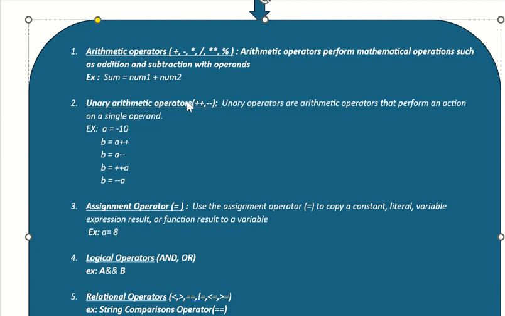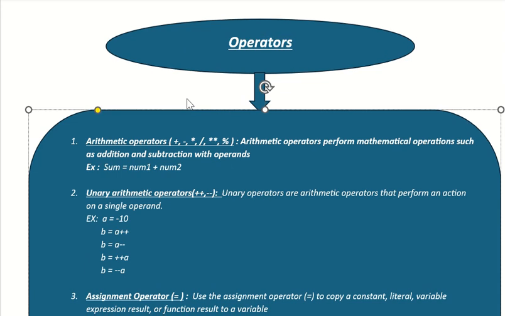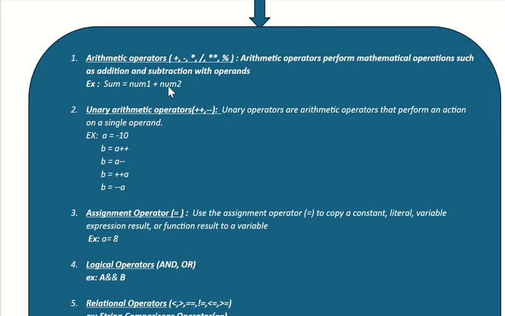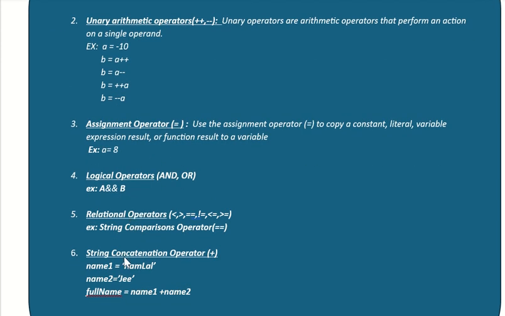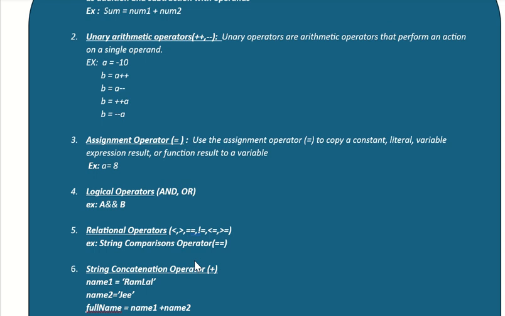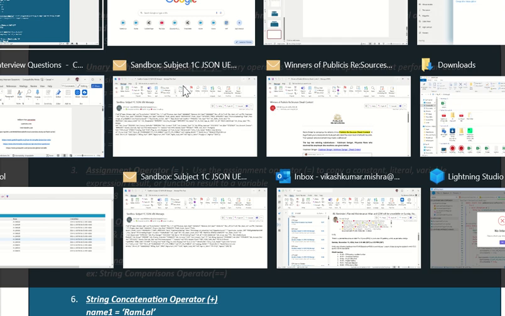In the previous video you discussed operators. How many types of operators? Arithmetic operator, unary operator, assignment operator, logical operator, relational operator, and string concatenation operator. These are the operators we discussed in the previous video, and now we will see how to use all of these operators. So let's go to the console.